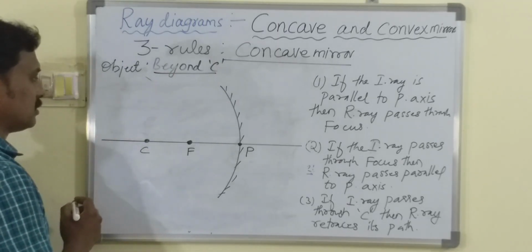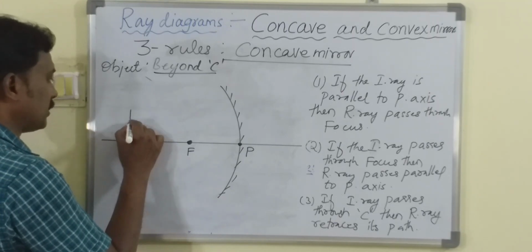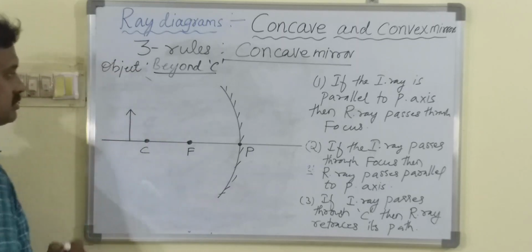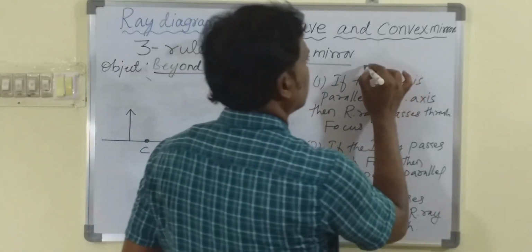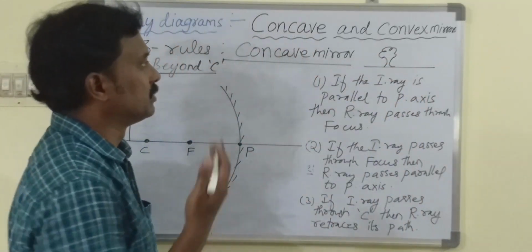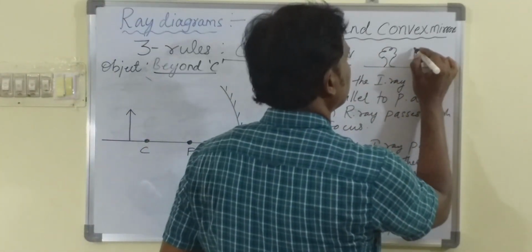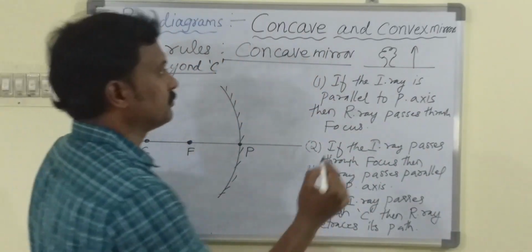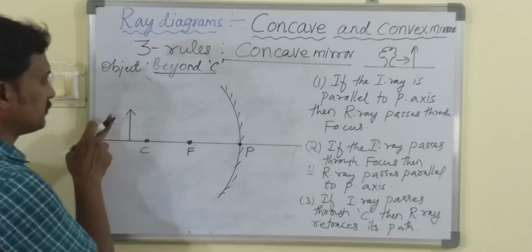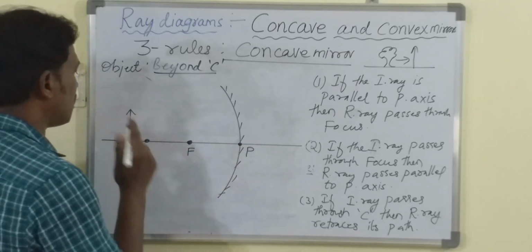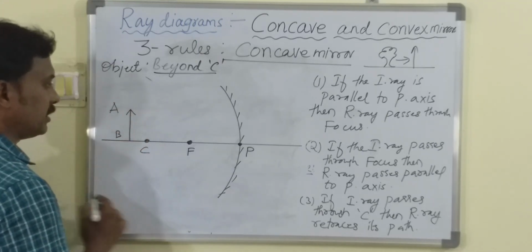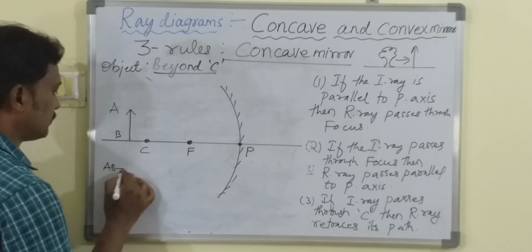Now, how do you draw the object? You are going to draw a straight line perpendicular to the principal axis, and you are going to show an arrow like this. Generally, it can be an object like a tree like this. So the tree we are showing in this form. Okay, so we denote the tree like a straight line perpendicular to the principal axis with an arrow on the top. Okay, so this is the object now, and I denote the object as AB. So here AB is the object.